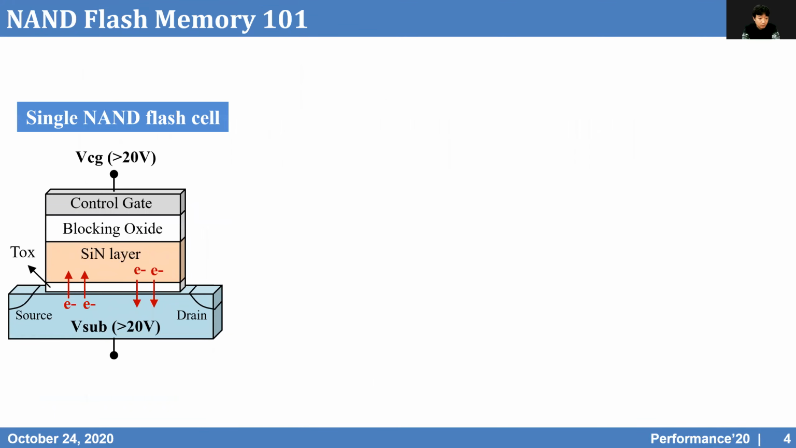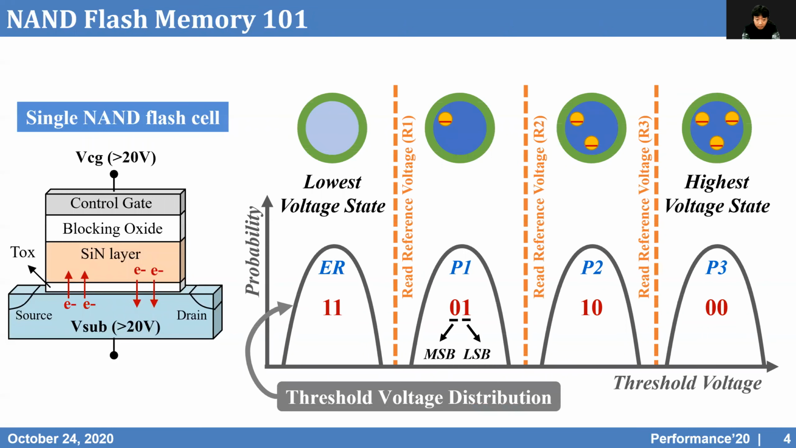This is a schematic of a 3D V-NAND cell. By injecting electrons from the substrate to the silicon nitride layer, the NAND cell increases its threshold voltage, which is called the program operation. On the other hand, the NAND cell decreases its threshold voltage by removing electrons from the silicon nitride layer, called the erase operation. A NAND cell can have different threshold voltages by injecting different numbers of electrons so that it can store or represent different bit data.